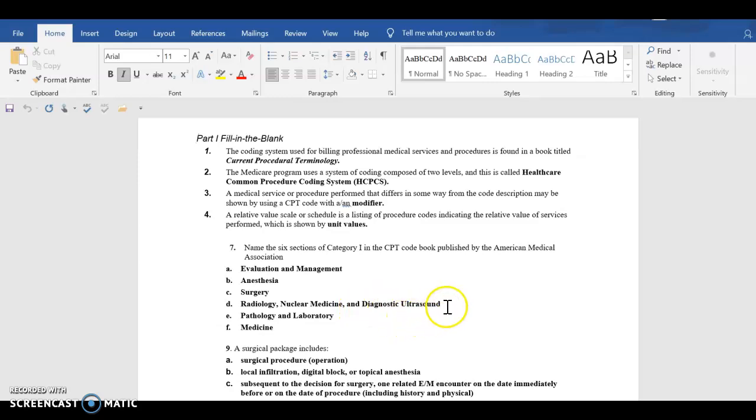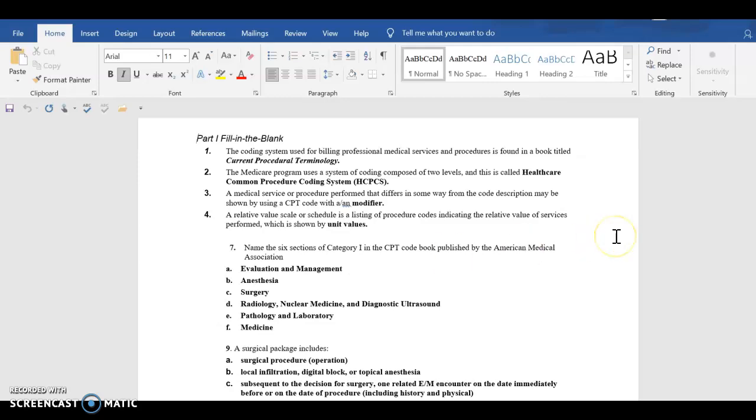Radiology, nuclear medicine are 7,000 codes. Path and lab are 8,000. And then medicine are 9,000 codes also. But these are beginning 9,000. I think they'll start off at 90, where E&M start off with 99.